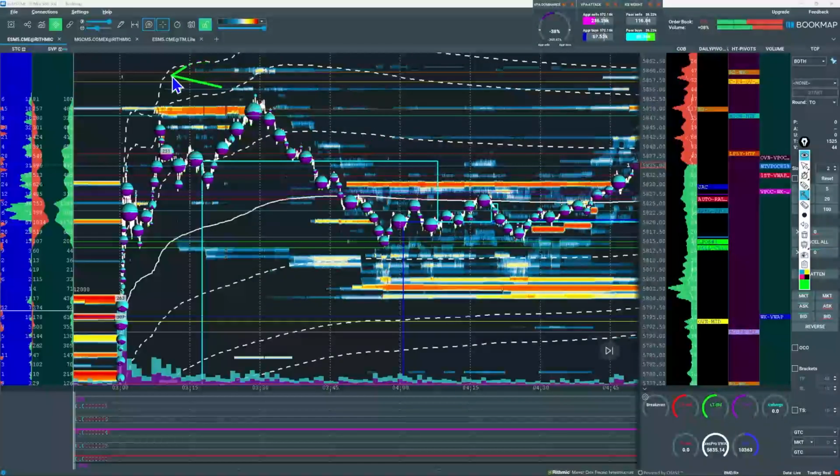These dashed white lines are upper deviations anchored from the London session open. This here is VWAP. That's first upper deviation, second upper deviation, and 2.5 upper deviation, right? So actually that's 3.0 upper deviation. So looking for a pullback here. We have the massive buying coming in.